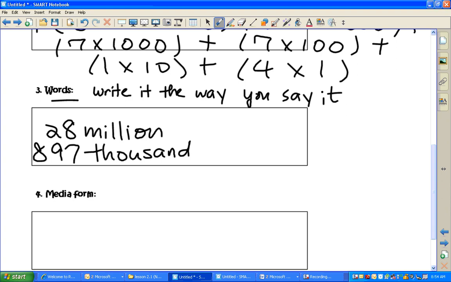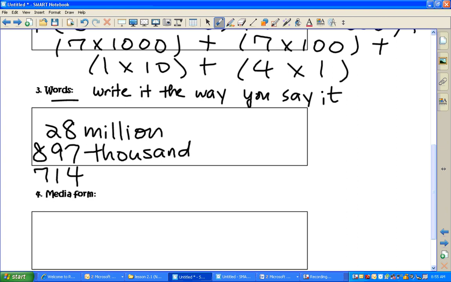Okay, I'm going to skip media form for now because this is actually in the next lesson. But you remember you don't say units, right? We wouldn't say 714 units. It was 28,897,714. So words this year interpret it as write it the way you say it, because that's how it's presented in the textbook. Okay, media form is the last one on that page, and actually, I think I'm going to stop there because the other page is rounding.